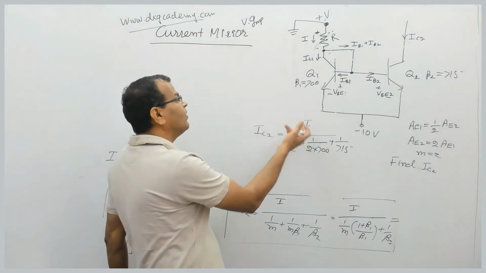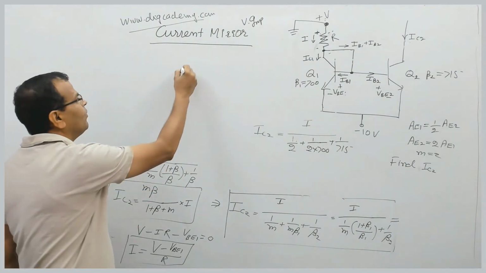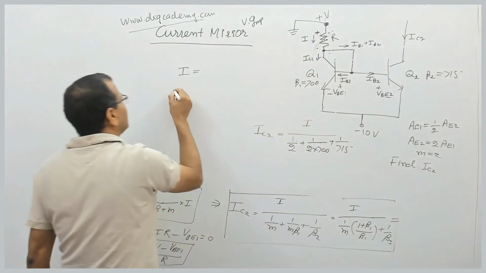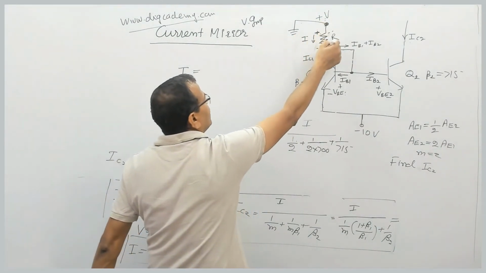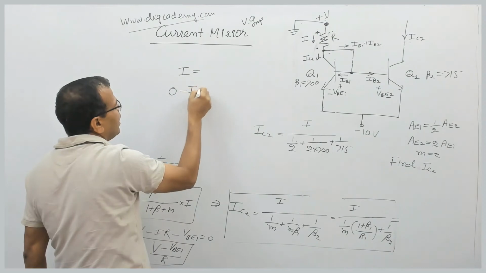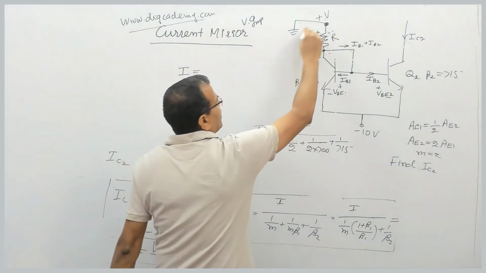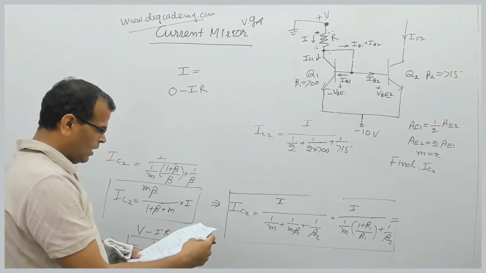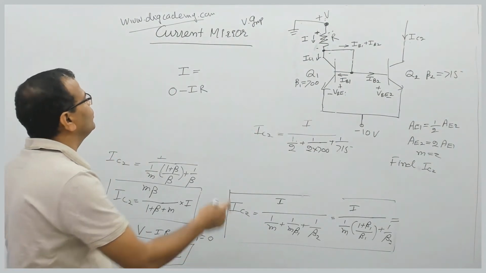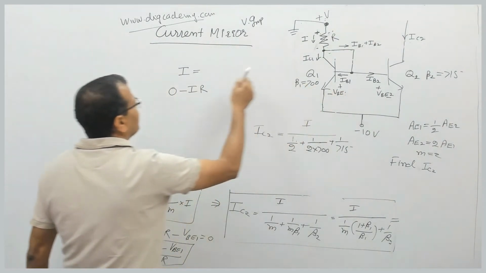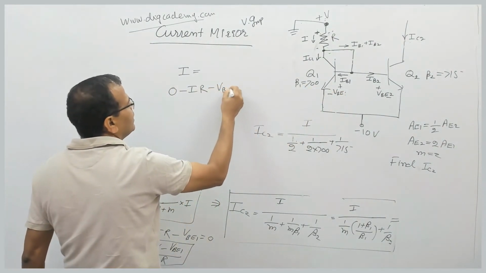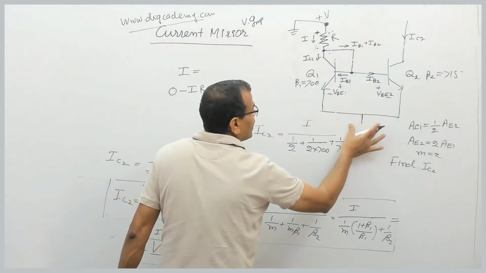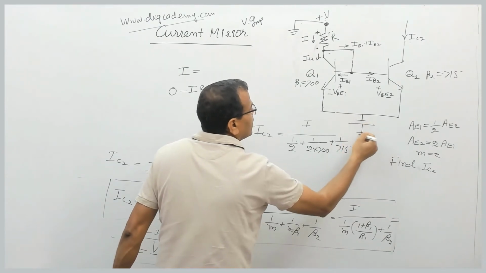Now the point is how to find current I, and you know how to find current I. Start from here. This is zero potential. From here to here, it is a voltage fall, so minus IR. Come this way, minus VBE1. VBE1 is not given to you. Assume this to be 0.7.